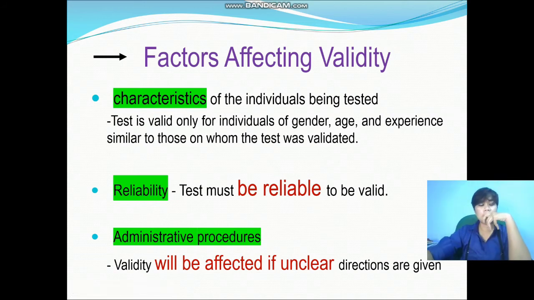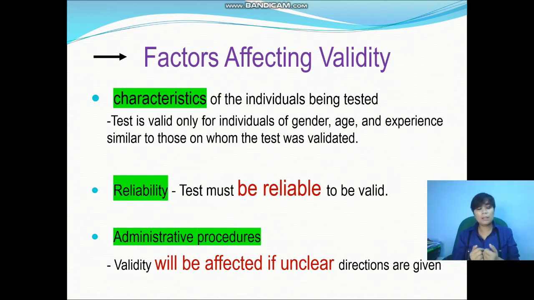The three factors here. First, characteristics. Characteristics of the individual being tested affect the validity. The test is valid for individuals of gender, age, and experience similar to those on whom the test was validated. If this agility test is to be measured for those who are 18 and above, not the minority, not for children, so the test is valid for matured individuals, the adults, okay, not for minors. So what characteristics of the individuals are you going to test?